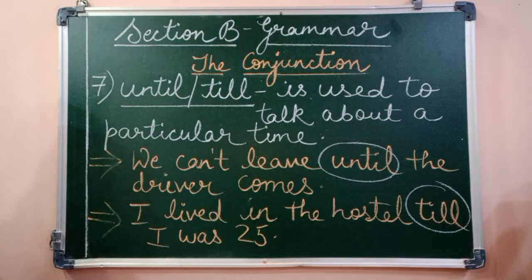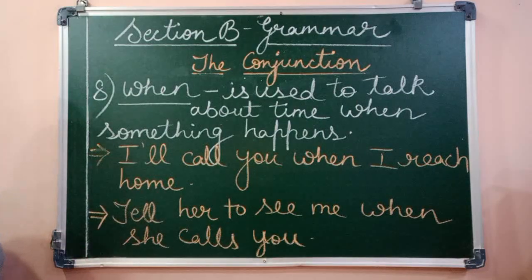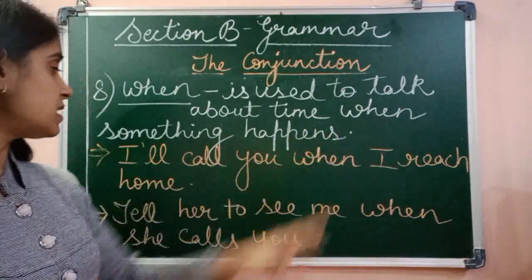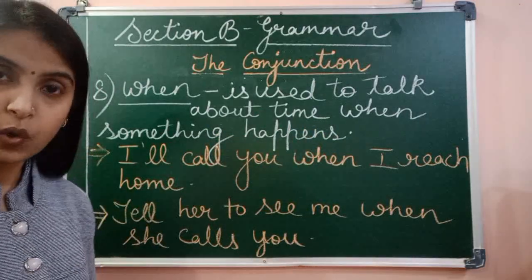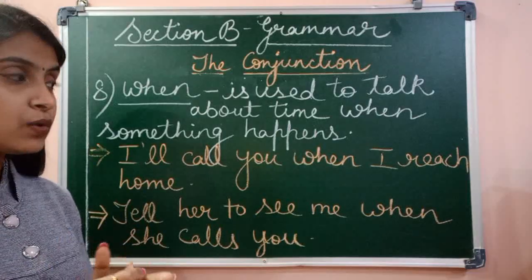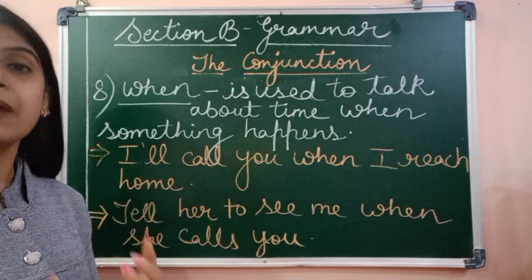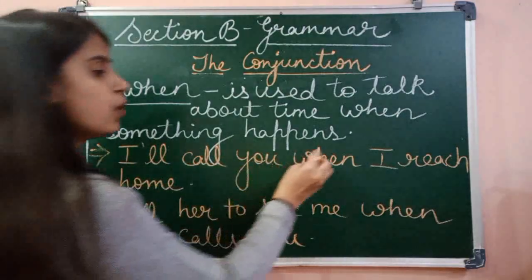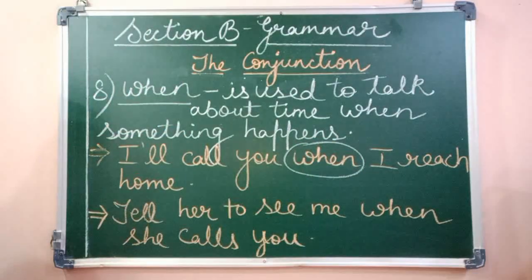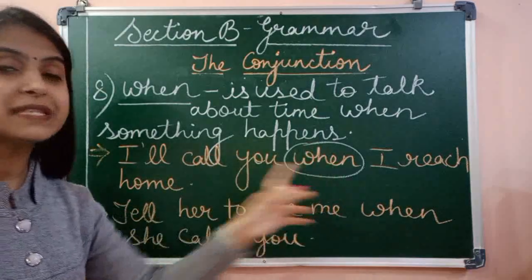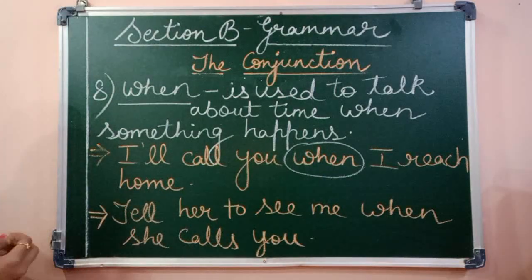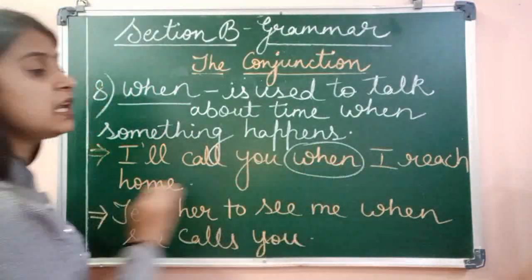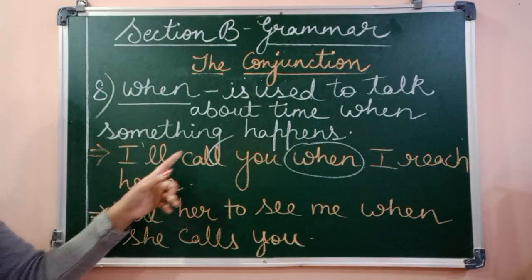Okay. Next conjunction that we are going to learn is when. When is used when we talk about the time when something happens. Okay, when we are specially talking about a particular time when some event will take place. For example, I'll call you when I reach home. Okay, so here we have joined two sentences using when because we are referring to the time when something will happen. And what will happen? I will reach home. Then only I'll call you.